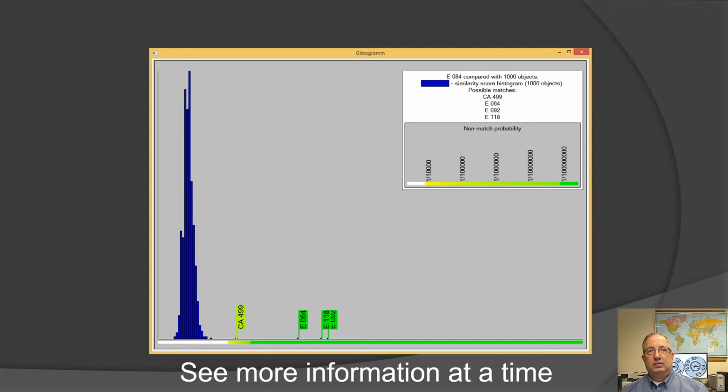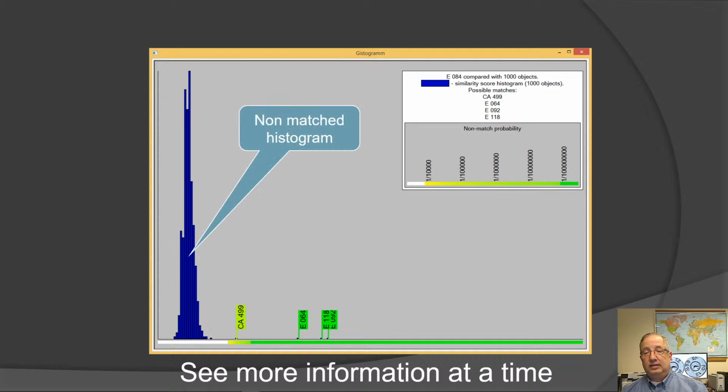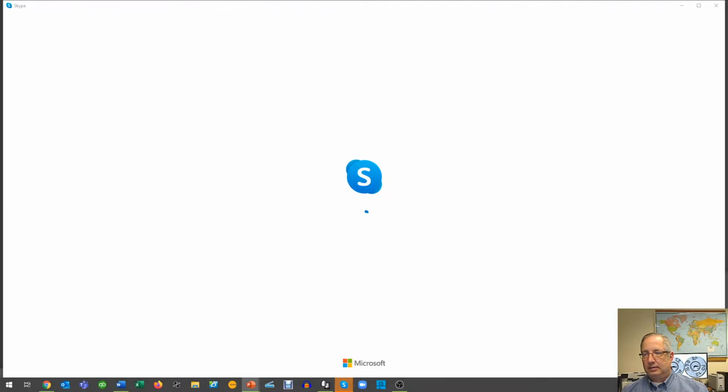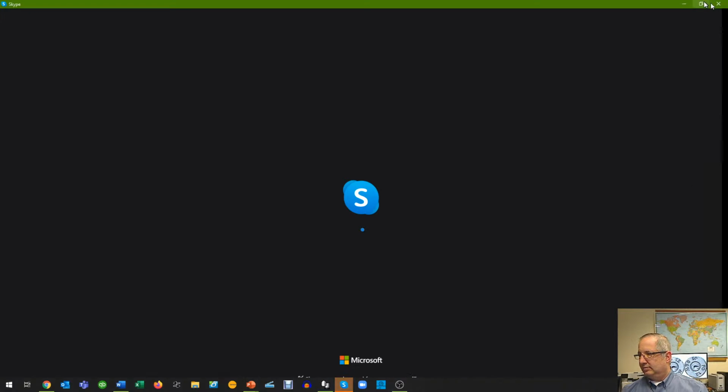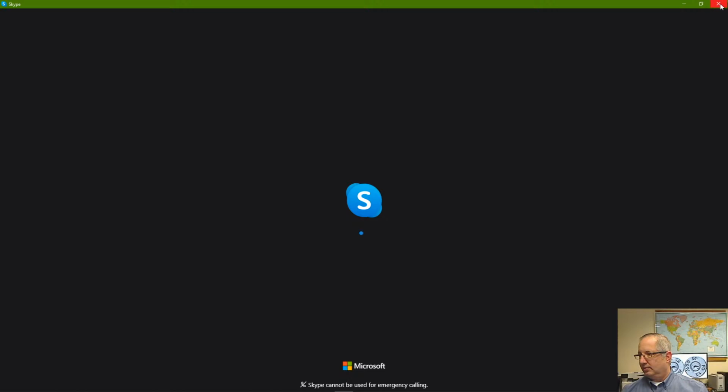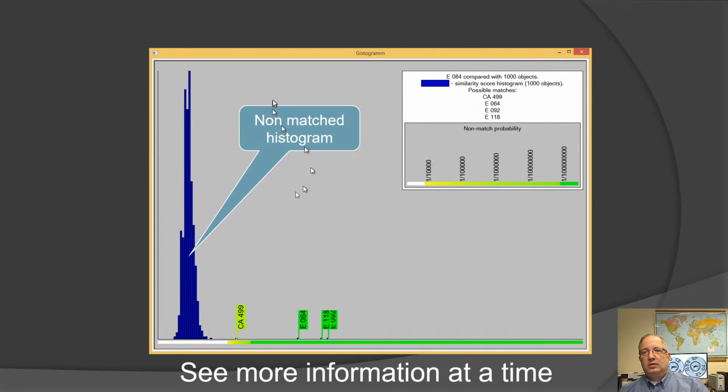Now, if we do look at this, as I said, the left is going to be our non-matched histogram. Apparently some of my software decided to pop up and get in the way here. So there's my non-matched curve in the histogram.